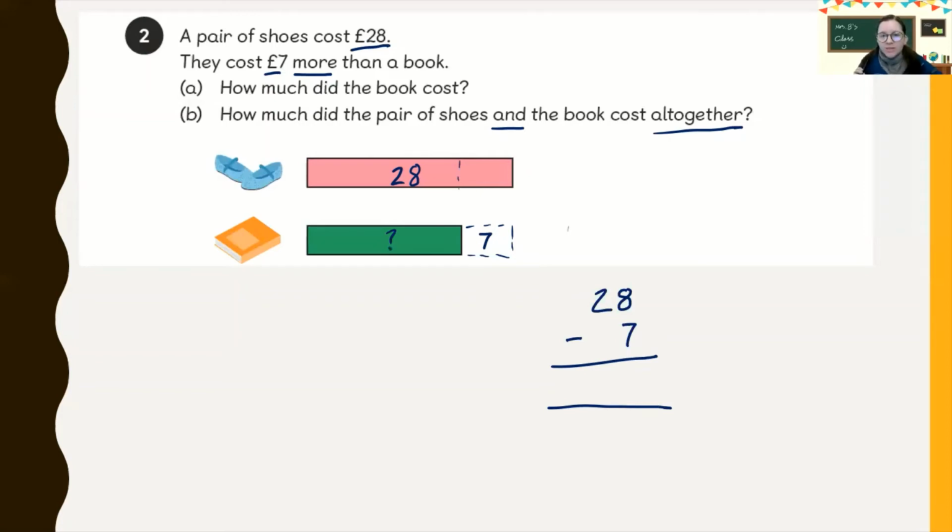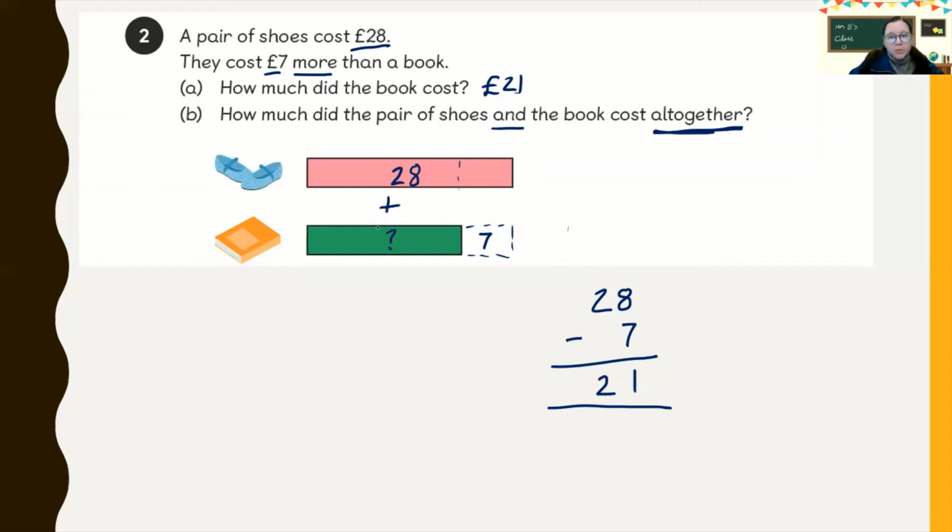So 8 take away 7 is 1. 2 take away, oh, nothing. That's 2 take away nothing. That's 2. So how much did the book cost? £21, but we're not finished because question B says how much did the pair of shoes and the book cost altogether. How do we work that out? Do we add or take away? When we're finding all together, they need you to add.